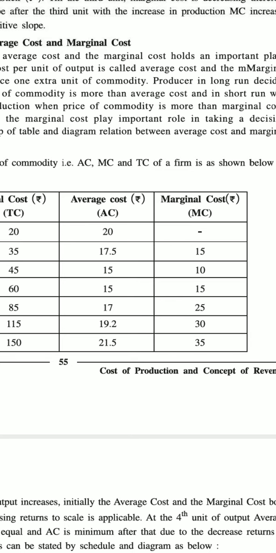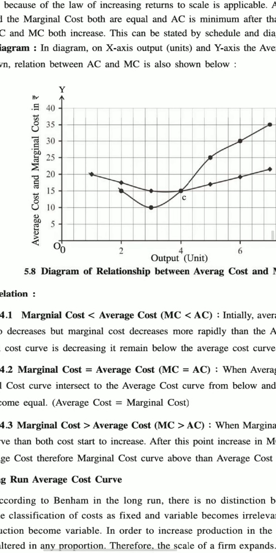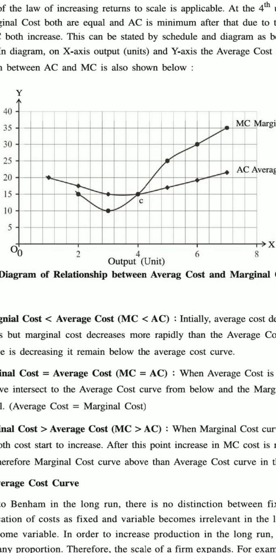So we can say that the interrelationship over here is divided into 3 stages: when marginal cost is less than average cost, when marginal cost is equal to average cost, and when the marginal cost is greater than the average cost. Now if you see the diagrammatic representation, the 2 curves can be seen, the MC and the AC curve. On the x-axis we can see the output, on the y-axis we can see the average cost and the marginal cost.